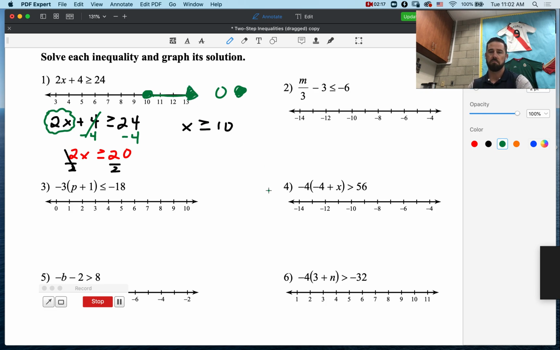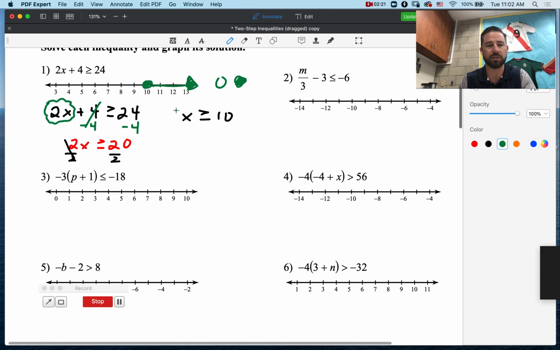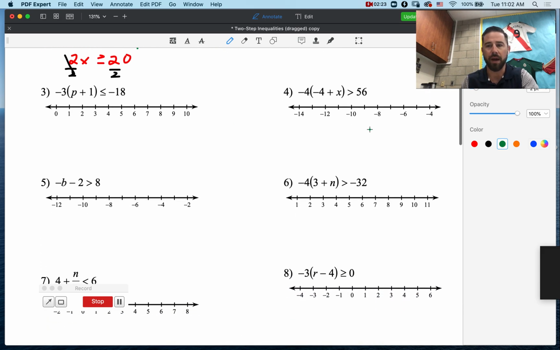Okay, that was a good refresher. And we just went from one-step inequalities to two-step. So it's not the end of the world, right? But this one is going to be a little trickier because we've got to distribute. So we have negative 3 times p is negative 3p. Negative 3 times positive 1 is negative 3. Keep the sign the same. Negative 18.